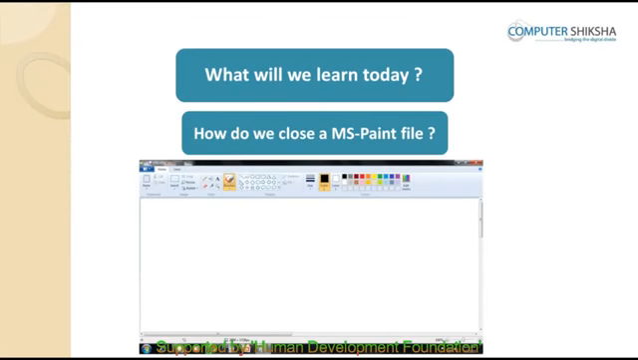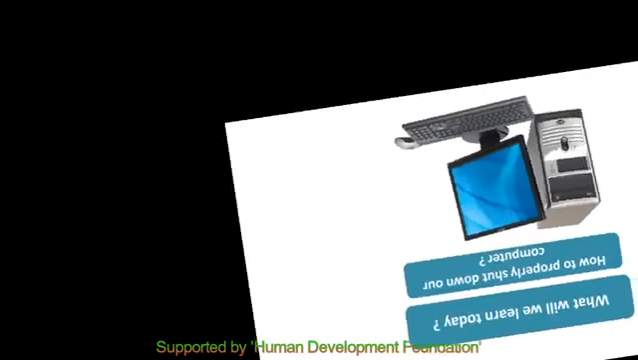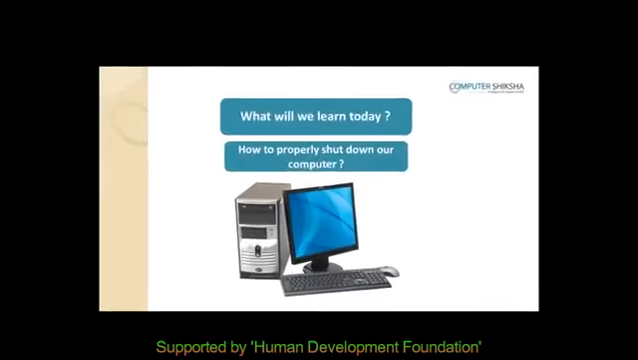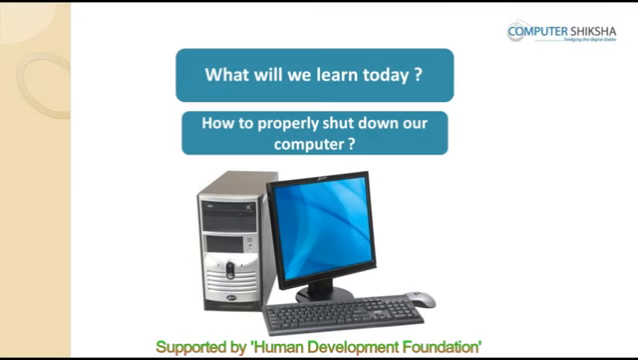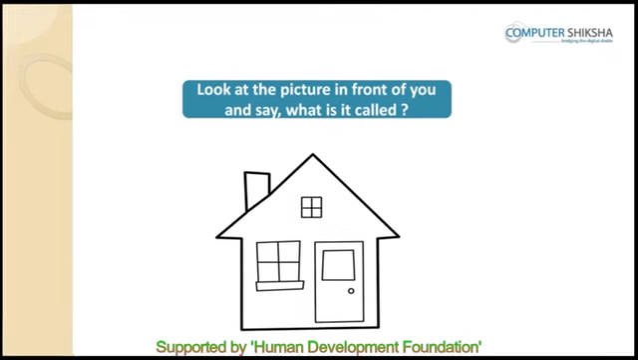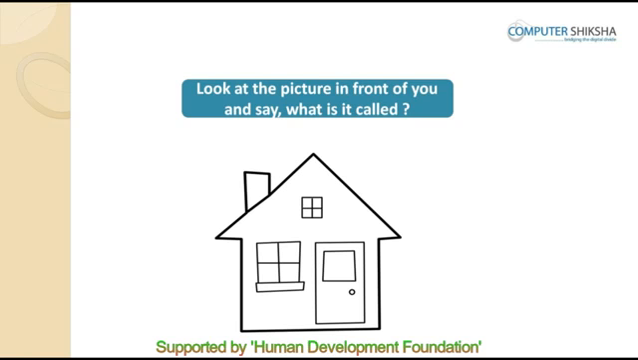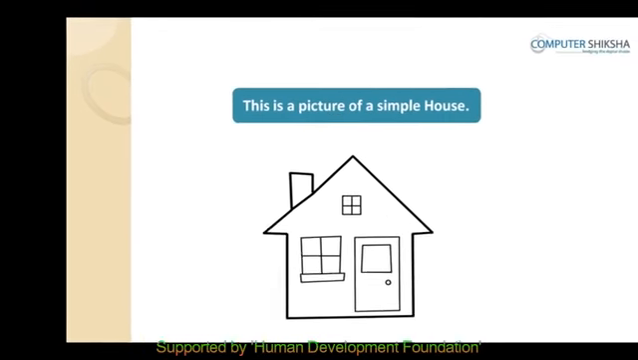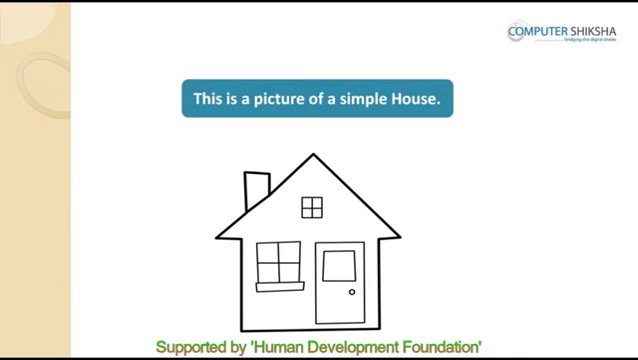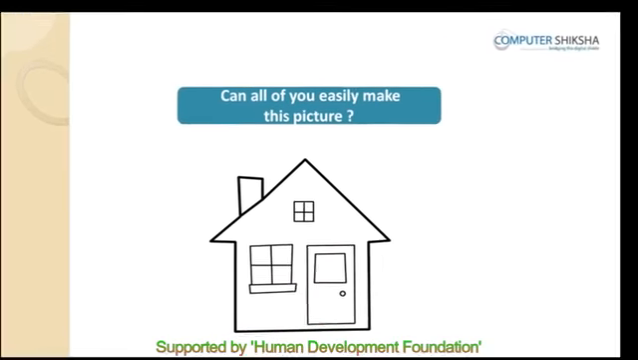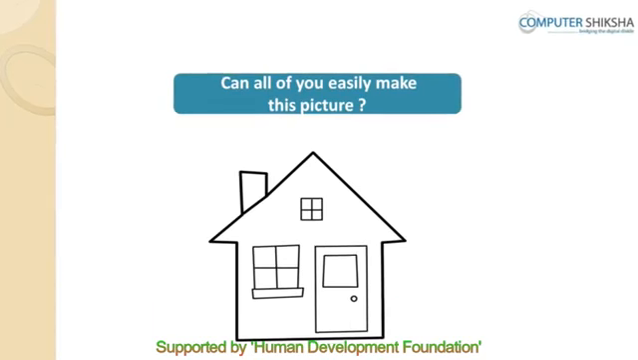Now, we will also learn how to close an MS Paint file. And finally, we will also learn how to shut down the computer. Look at the picture in front of you and say, what is this called? This is a picture of a simple house. Can all of you easily make this picture or not?